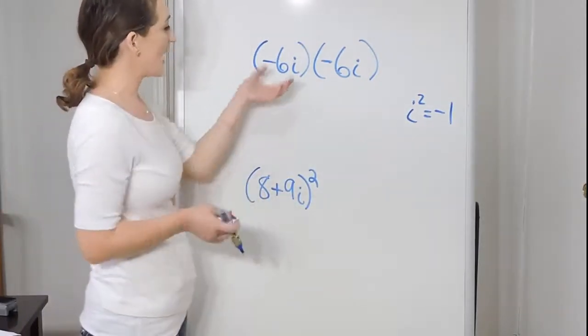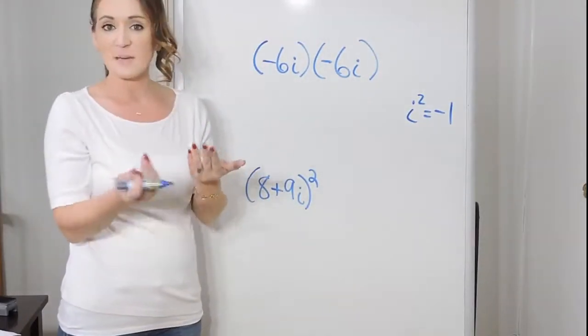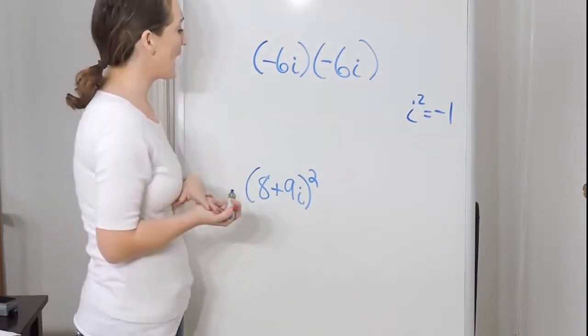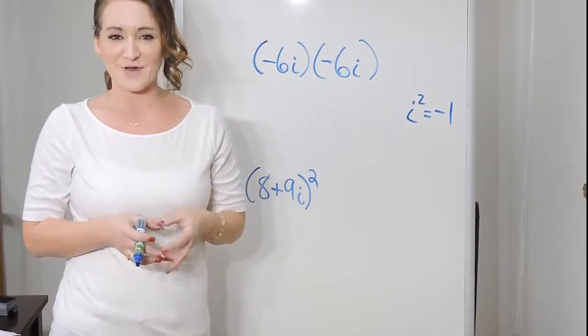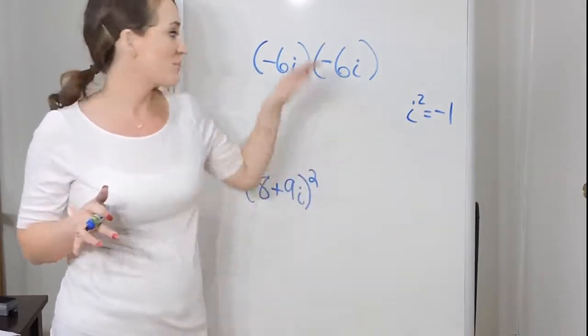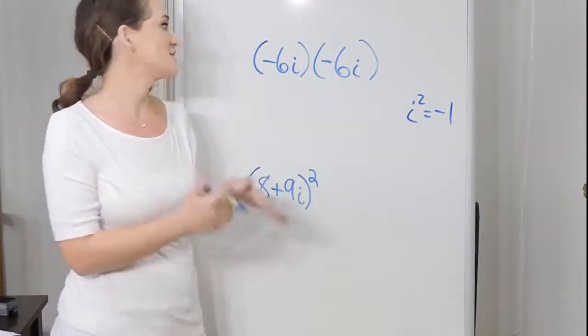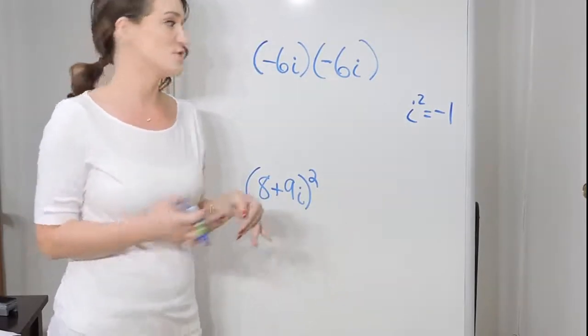Otherwise, when we're multiplying, we typically do a number times a number, i times an i. If we're doing a number times an i, they kind of just combine together. But let me go ahead and just jump into the problems that I have here. That way we can just go through the steps and discuss how to do these.